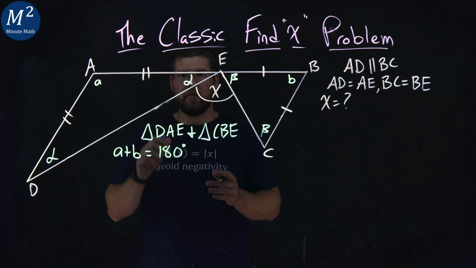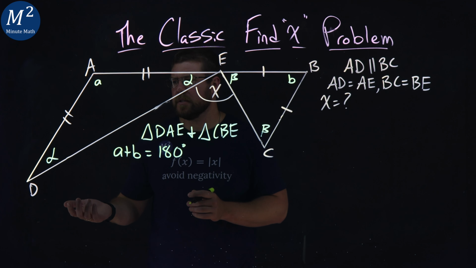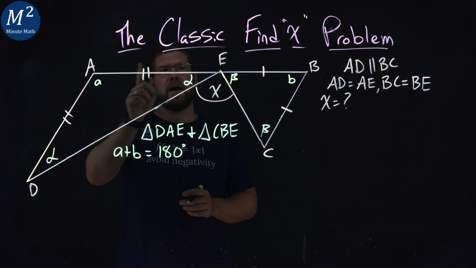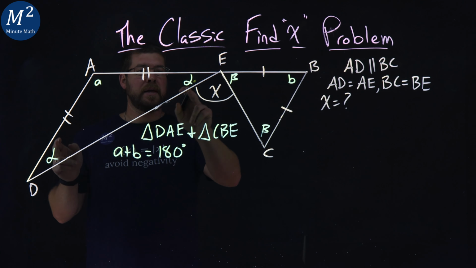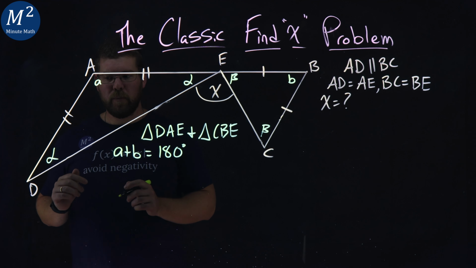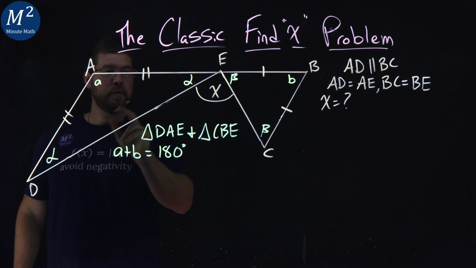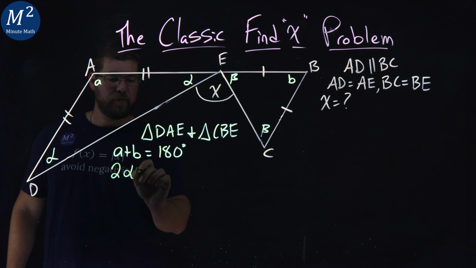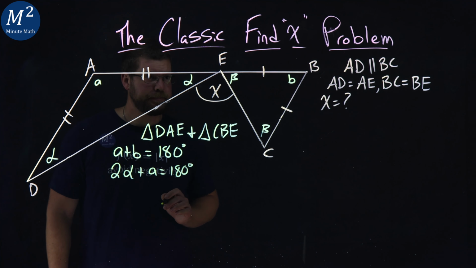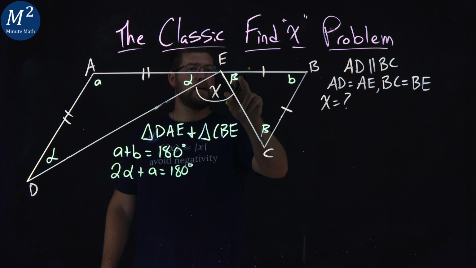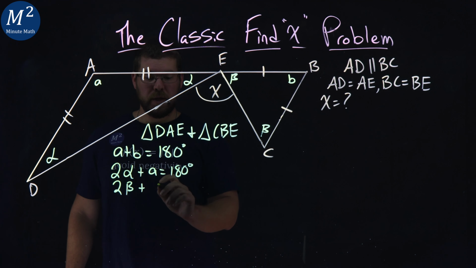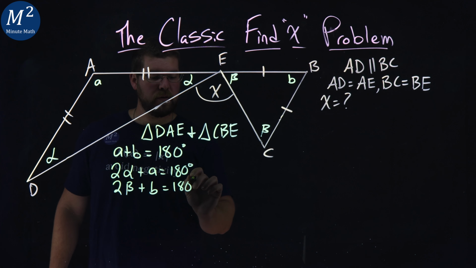So with that, we'll come up with some more equations here. Let's look at our triangle here, triangle AED. The sum of the interior angles equals 180 degrees as well. So with that, there's two alphas, so two alphas plus angle A equals 180 degrees. Well, let's do the same thing with the second triangle. We have two betas plus B is equal to 180 degrees.